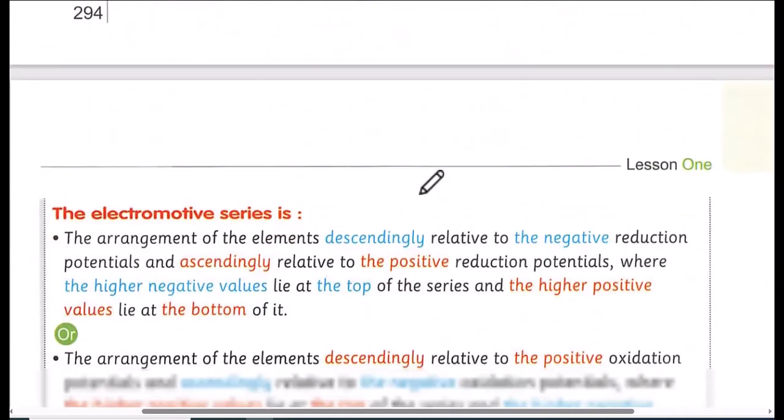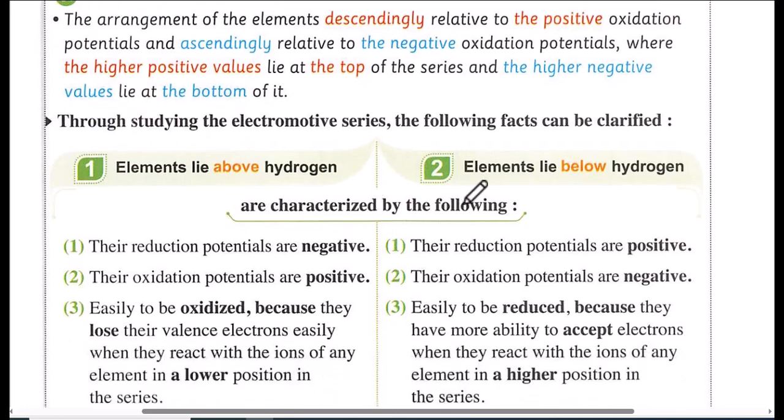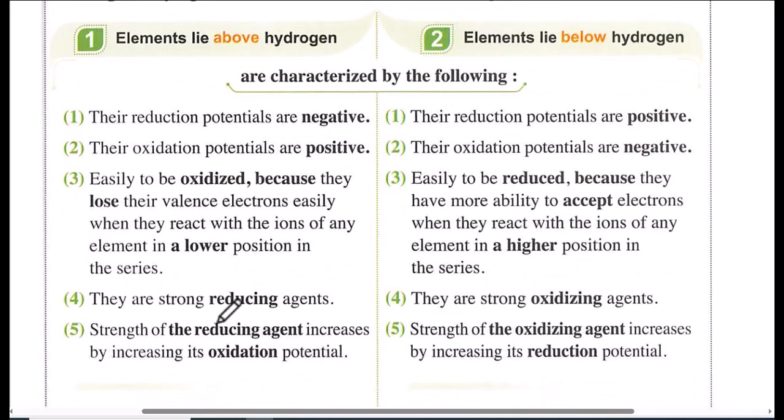There are some notes about that. Through the study of the electromotive series, elements above hydrogen are characterized by the following. The reduction potentials are very low, negative, and their oxidation potentials are positive. They are easily oxidized, releasing electrons. They lose their valence electrons easily when they react with ions of any element in a lower position in the series. They are strong reducing agents, as they are strong in giving their electrons to other elements.